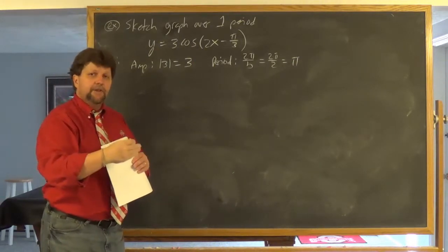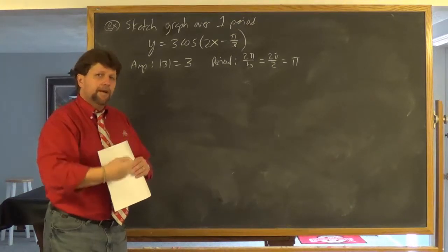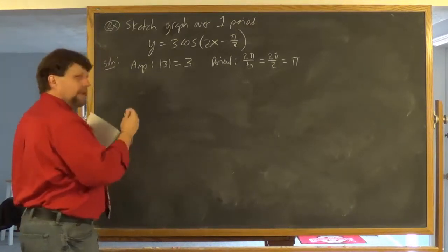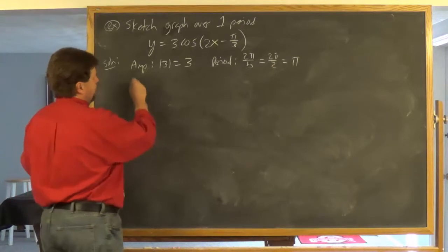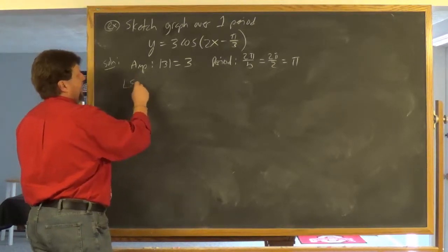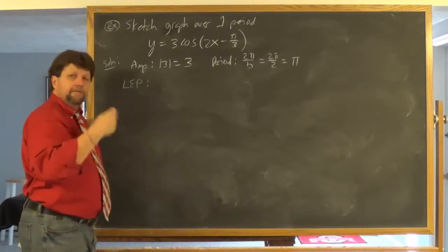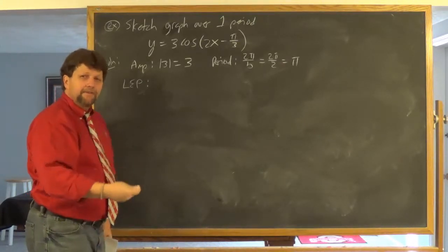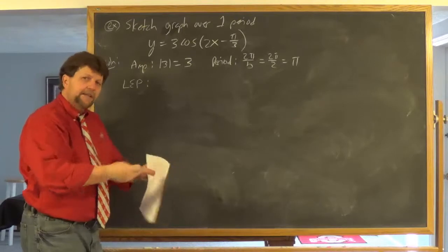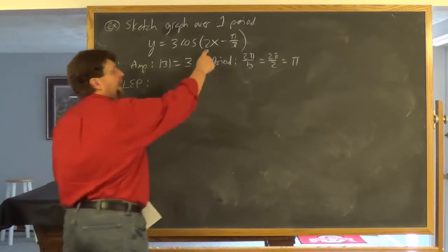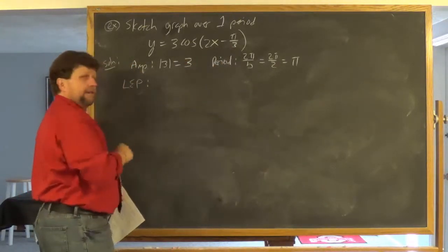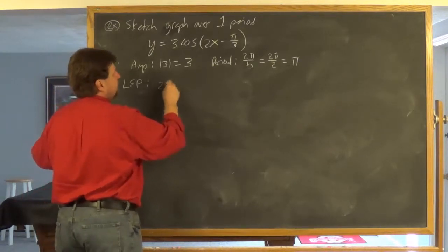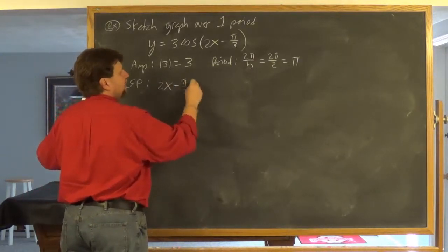Next, the next thing I do is I find the left endpoint of 1 period. So let me abbreviate left endpoint of 1 period as LEP. That's the left endpoint of 1 period. Here's how I find the left endpoint of 1 period. It's just like in that derivation I just showed you. I take the junk that's inside parentheses, 2x minus pi over 3.